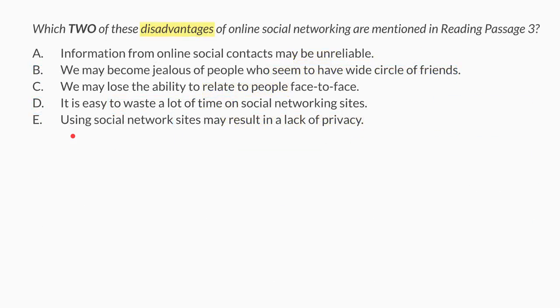Now let us take a look at another question. Here we have the question that asks us about two disadvantages. Which two of these disadvantages of online social networking are mentioned in reading passage 3? So while I'm looking for my answers to the easy questions, I'm also going to be on the lookout for any language that talks about a disadvantage. And if I find that in my reading passage, I'm going to mark it, and then I'm going to return back to it at the end.